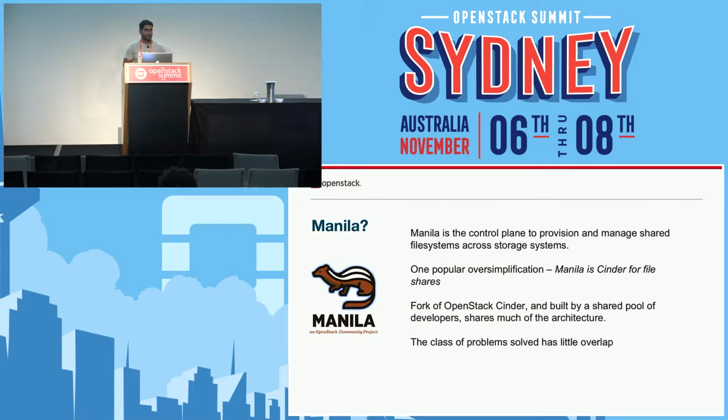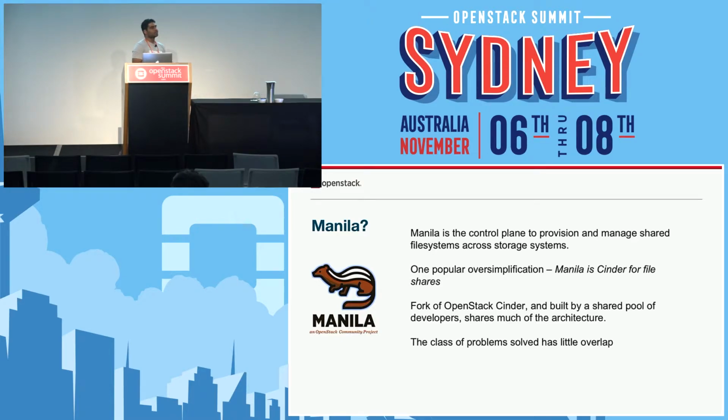So what is Manila? Who uses it? And how should you use it? Well, Manila is the shared file systems provisioner. And it's the management layer in OpenStack. It's alongside Swift for object storage and Cinder for block storage. And Manila is the file storage provisioner. So it completes the trinity of storage solutions that you have in OpenStack at the management control plane layer.